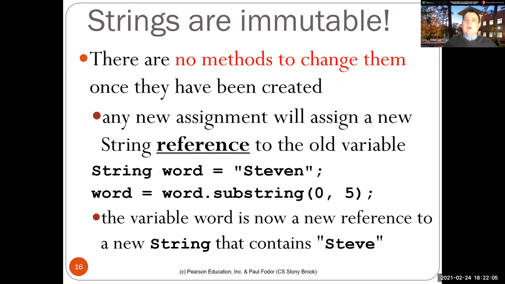Any assignment to a variable that is a string is basically a new reference, a new address to the new string in that variable. So for instance, if you have the word variable defined as a string, and we assign to that word a string, like my nephew, Steven. If you want to extract a substring of that string, so in this case, only Steve from position 0 to 5, not including 5, in fact, word will be the address of this newly created string. So the variable word is now a new reference to a new string that contains Steve.